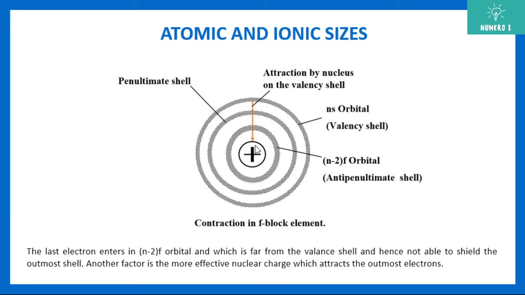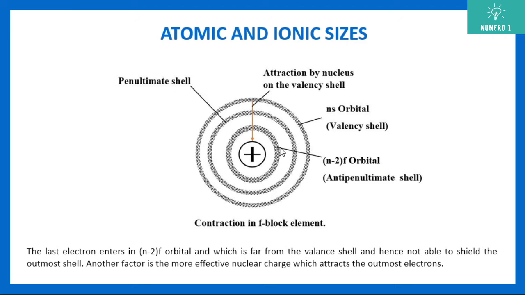Let's say that we have the nucleus here at the center, which is the center of positive charge. You have your valence orbital, that is the outermost shell, the valence shell. Then we have the inner orbital, and then we have an even more inner orbital, let's say ns. Then we have the last but one, that is the penultimate shell, and then we have the antepenultimate shell, that is n-2.